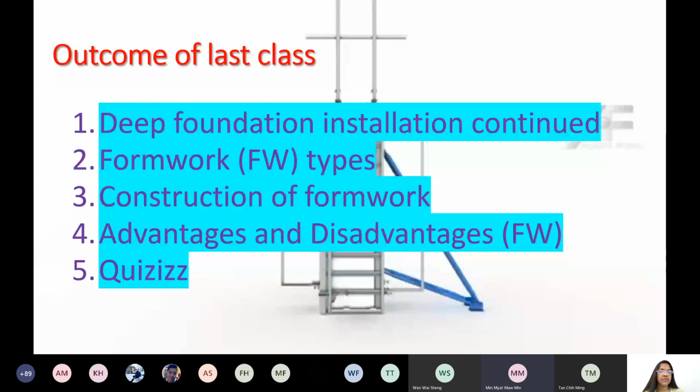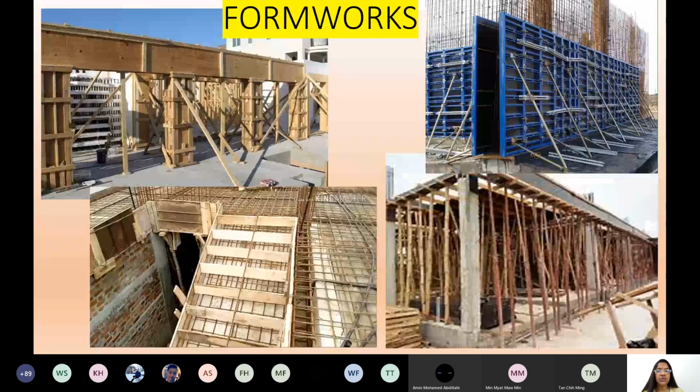So what are the things we continued with? The deep foundation, formwork types we learned, and construction of formwork processes. Advantages, disadvantages of formwork. We just started with advantages and disadvantages. Lastly, quizzes. Okay, and then formwork to recall. These are the different types of formworks.